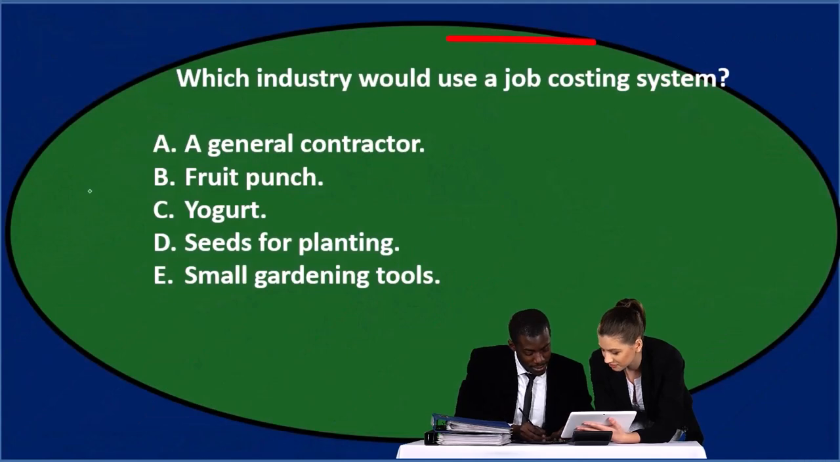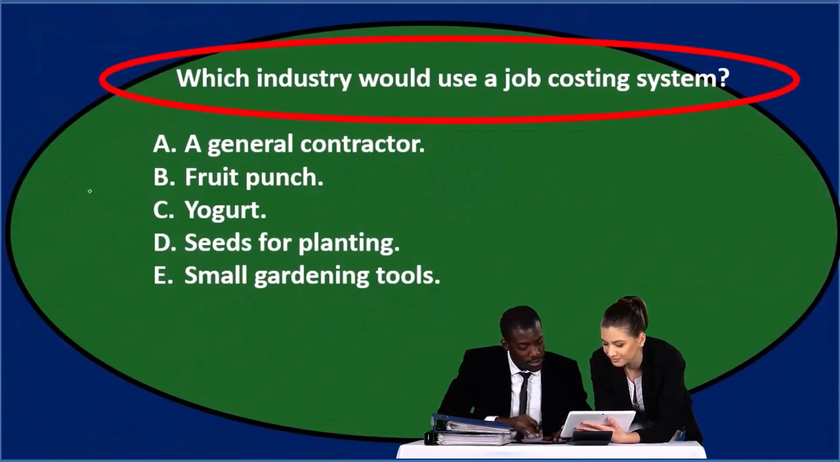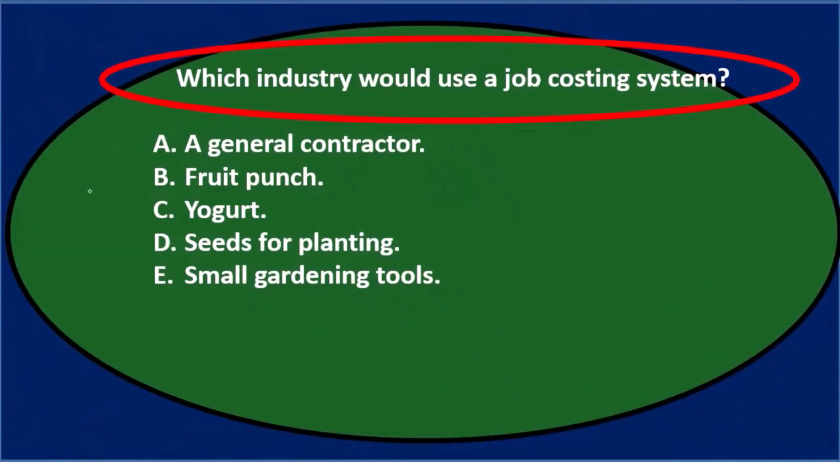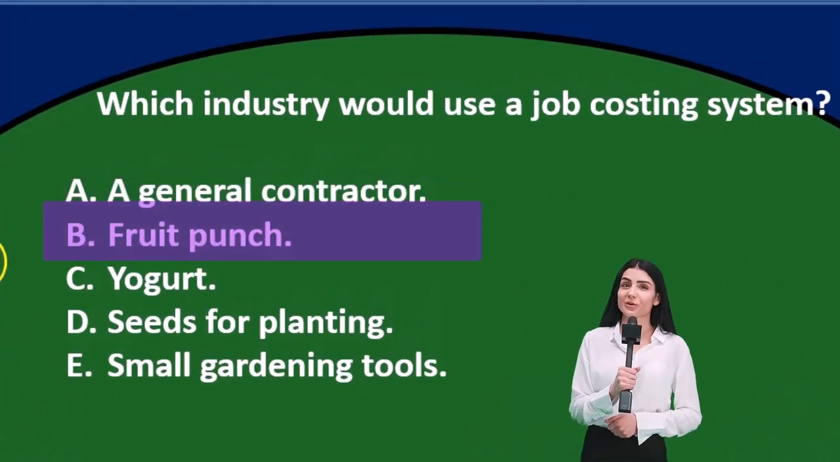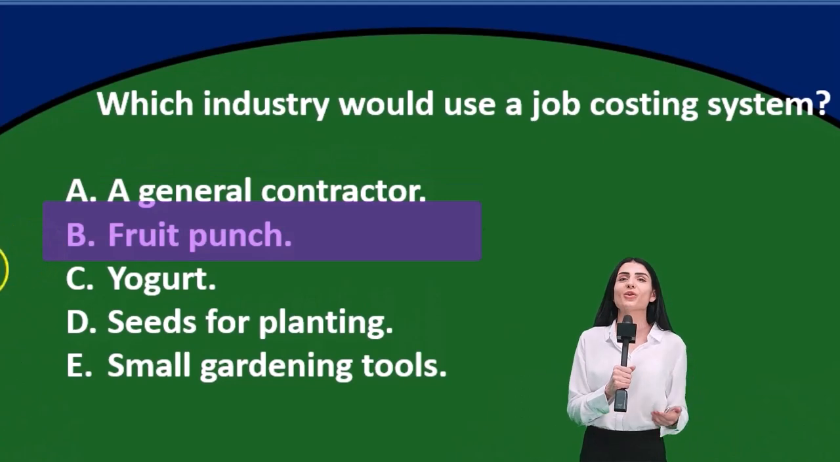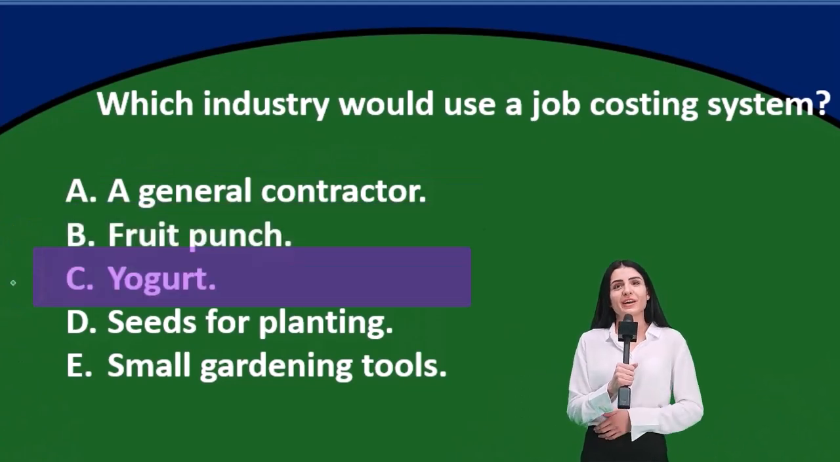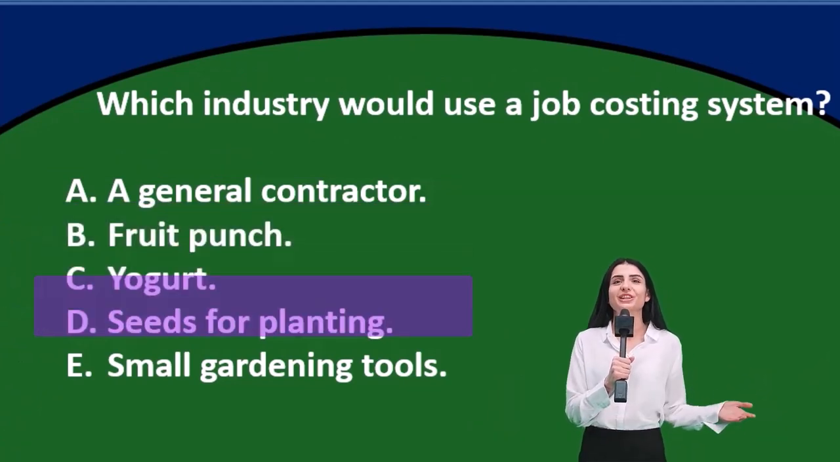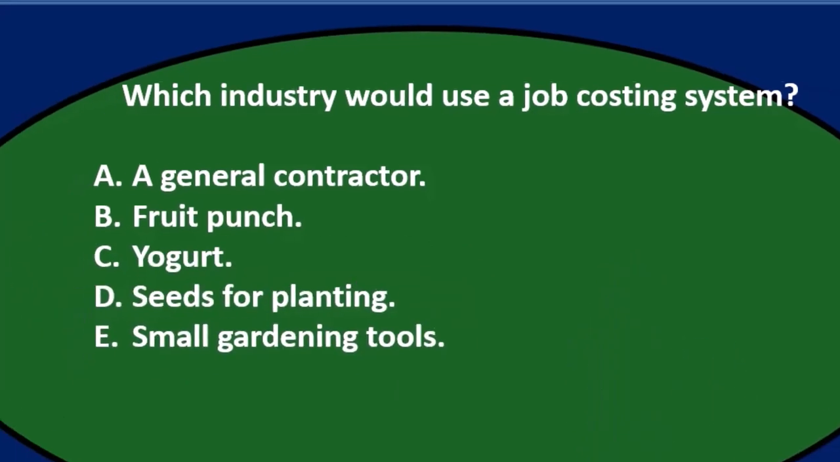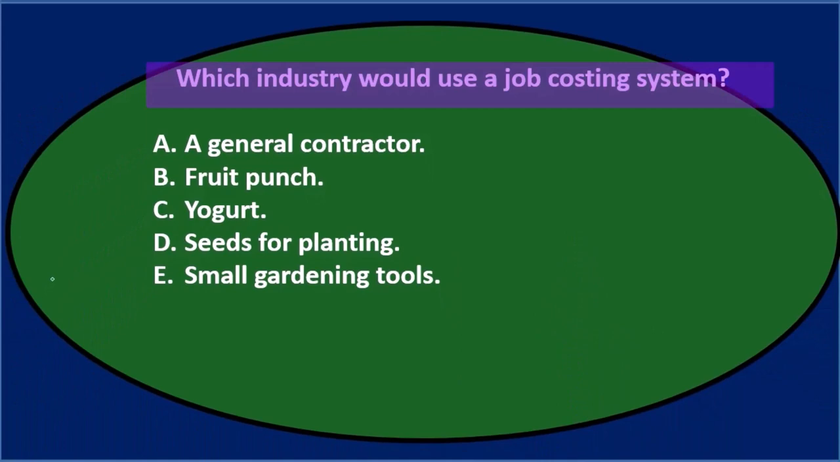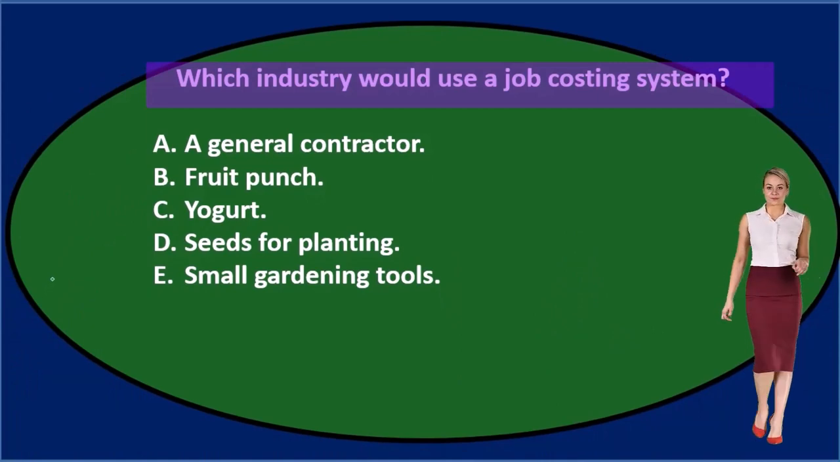Next question. Which industry would use a job costing system? A, a general contractor. B, fruit punch production. C, yogurt. D, seeds for planting. E, small gardening tools. So let's go through this again using the process of elimination. Which industry would use a job costing system?